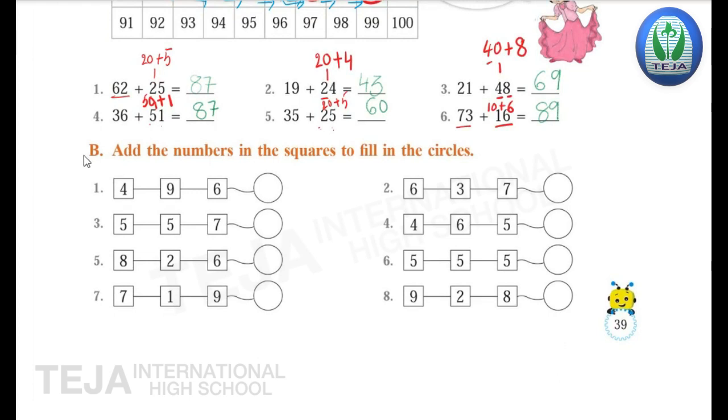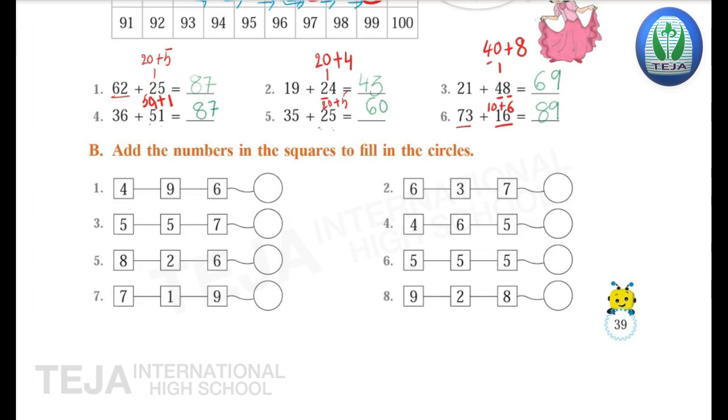Now the second bit, bit B. Add the numbers in the squares to fill in the circle. Here in each question 3 squares are there. On the squares the number is there. You have to add the numbers on the squares and write the answer in the circle. Okay. Now here the first question. See the first question, children. First number is 4, next 9, next 6. So add 4 plus 9 plus 6. Okay.